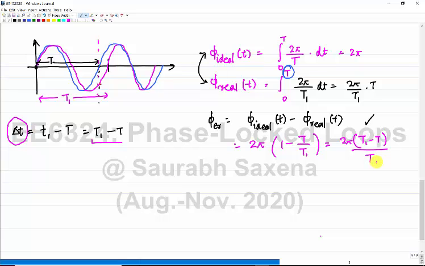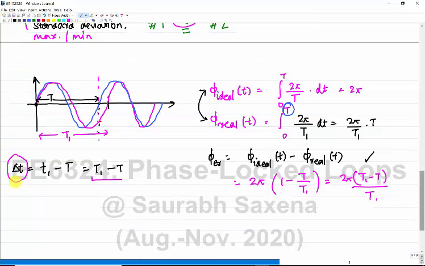Sorry, this is t1, right? So now what we can say here is that if you look at it, this timing error and this phase error, they both are related. Okay, and in any real system, this t1, right? The average value of the T1 will be same as T, but the instantaneous value will keep on varying.